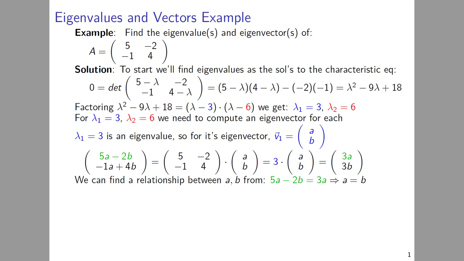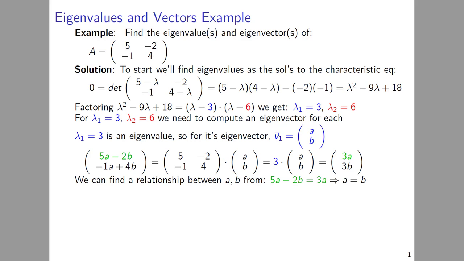It's worth mentioning that the eigenvectors come in infinite families. Any vector where a equals b other than the 0 vector will be an eigenvector with eigenvalue 3. Because of this property of eigenvectors, if we had looked at the second entry, -a plus 4b equals 3b, we would have found the same relationship that a is equal to b. So we only need to look at one of the entries, either the top or the bottom. Here, we compared the top entries.